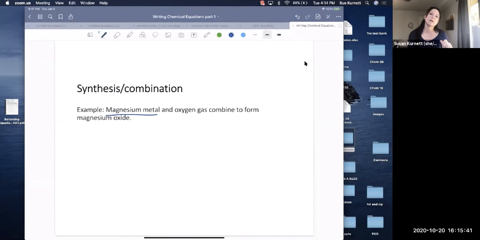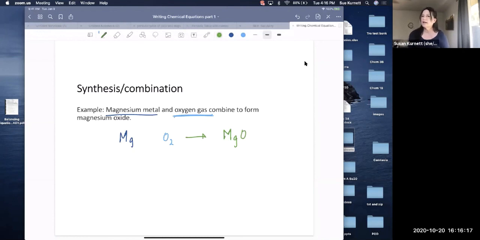Magnesium metal, or magnesium, or elemental magnesium, means the atom, the element as it exists. And oxygen gas is O2 because oxygen is a diatomic element. React to form magnesium oxide. Magnesium is a +2 metal, oxide's a -2 nonmetal. They come together in a 1-to-1 ratio. There's my product. So the first step in balancing equations would be to correctly write the reactants and the products.